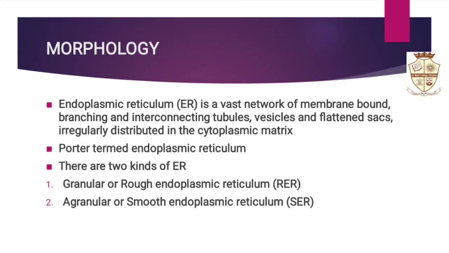Morphology or structure. Endoplasmic reticulum is a vast network of membrane-bound, branching and interconnecting tubules, vesicles and flattened sacs. It is irregularly distributed in the cytoplasmic matrix. The term endoplasmic reticulum was coined by Porter in 1953. There are two kinds of endoplasmic reticulum: granular or rough endoplasmic reticulum and agranular or smooth endoplasmic reticulum.